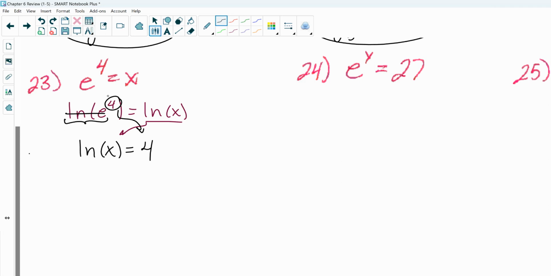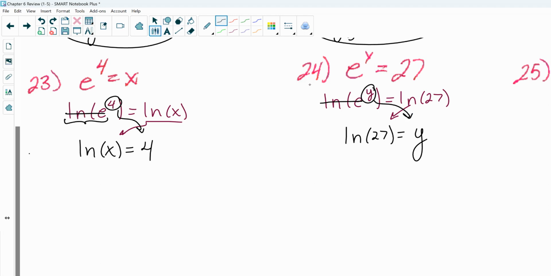Now our next one, if we did the switching method, would be ln of 27 equals y. Because when we apply ln to both sides, ln of 27 doesn't reduce, stays ln of 27. Our ln of e does, leaving us with our y. And last one, we can just switch it or apply ln to both sides, and we just get ln of y equals x.